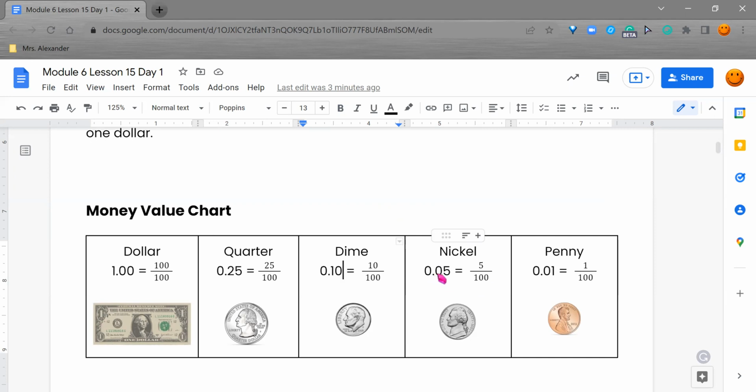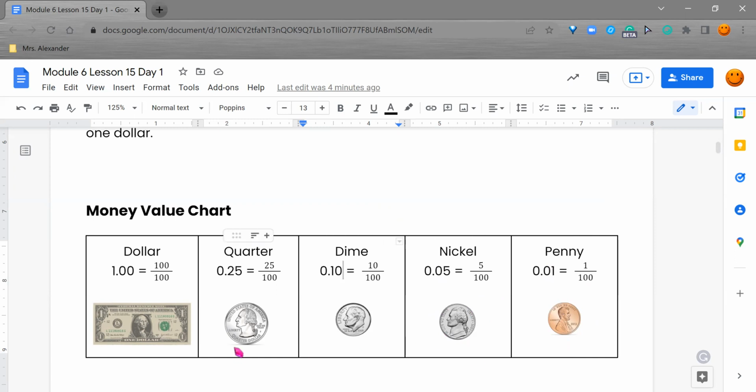And if you notice, we have no tenths position, so a 0 goes there. So it reads as 5/100ths, 5 over 100. And this is what the nickel looks like. And then we have our little penny. If you notice again, no tenths position, but we do have the 1 in the hundredths. So it's 1/100th, and then we have 1 over 100. And this is what the penny looks like.